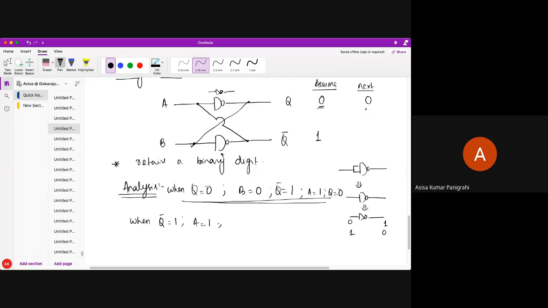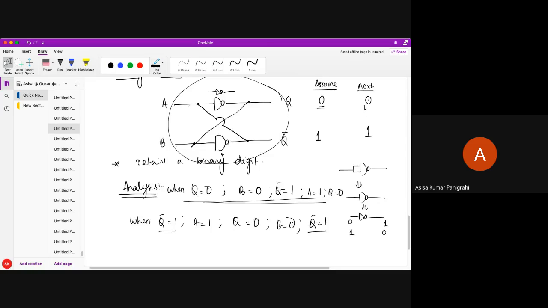So A equal to 1. If A equal to 1, this is a NOT gate, so Q equal to 0. If Q equal 0, this Q is feedback to B. So B equals 0. If B equals 0, this is a NOT gate, so Q bar is 1. So are you seeing it's retaining my binary digit? So this logic circuit is called basic memory element as it retains my binary value 0 or 1.